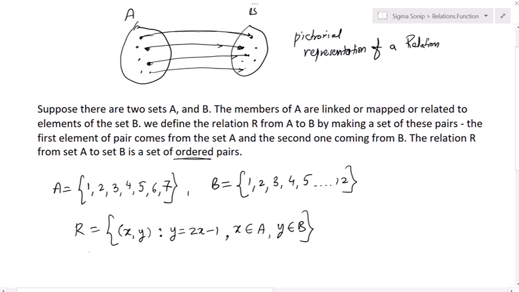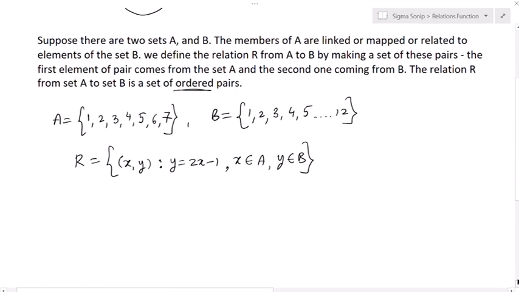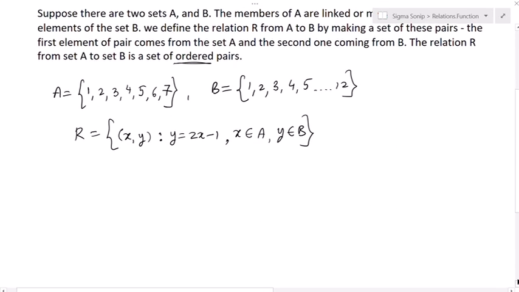So this basically describes a relation, and we can represent this relation in the roster form as well. Now this is the set-builder form, right? This is the set-builder form.